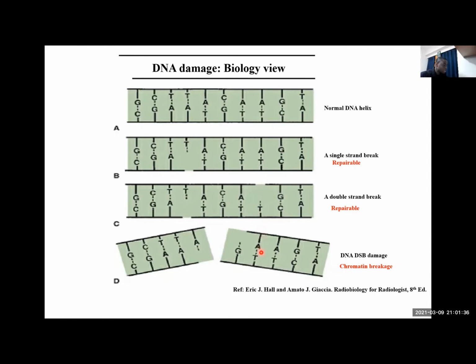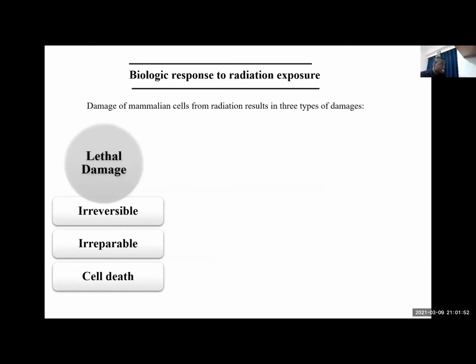But the situation when the DNA DSB damage leads to chromatin breakage, and is oftentimes not repairable, is when there is breakage at opposite ends. And of course, this further shows us why the DNA is the principal target for biological damage from the effect of radiation. So when mammalian cells receive radiation, it could result in 3 types of damage.